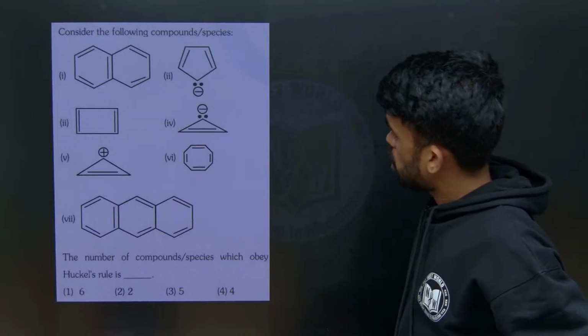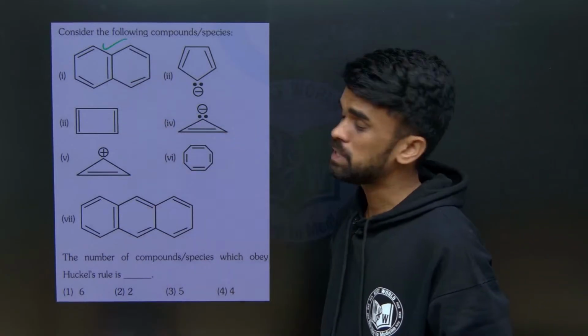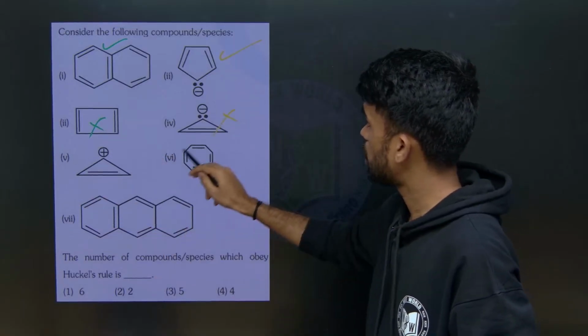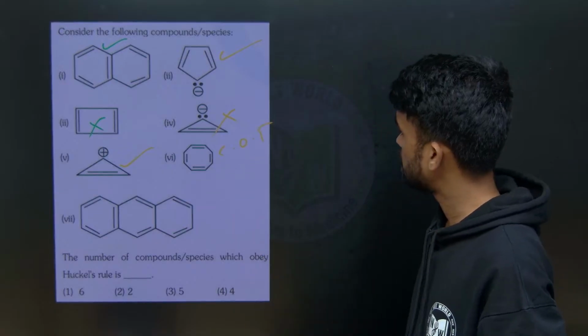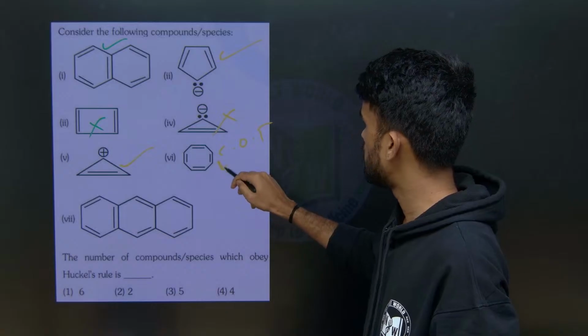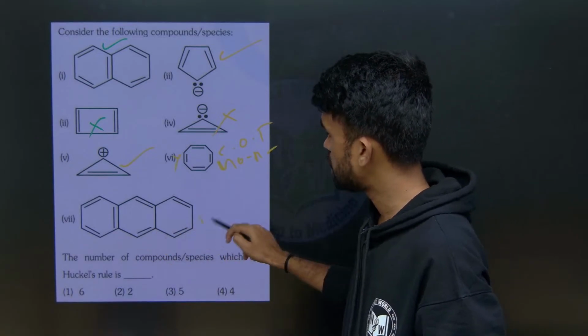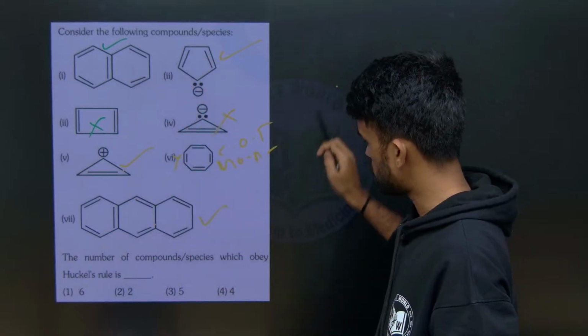Next, which of the following compounds are aromatic, or Huckel rule is obeyed? Yes, first one naphthalene is obeyed, this one also obeyed. This is anti-aromatic. This is COT, cyclooctatetraene, which is non-aromatic, which is having tub shape. Okay, this is incorrect. This is anthracene, this is also obeyed. So 1, 2, 3, 4. So 4 is the answer.